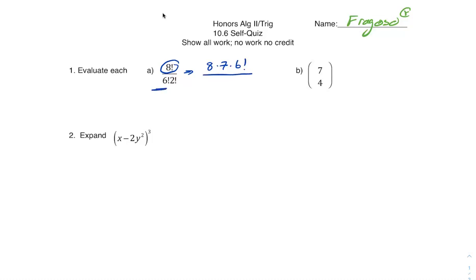You leave the top one alone, so that's going to cancel. The bottom one you expand, so that becomes times 2 times 1. These cancel out. I would reduce the 2 and the 8 to get 4, and I just get 28.